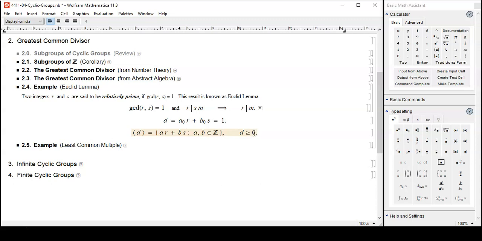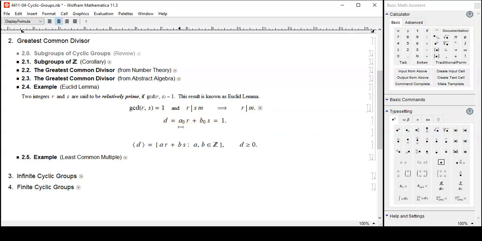And then D must belong to this, so A0R plus B0S. And then this happens to be 1 in this particular case. Let's not use M and N because M is already used up here. Okay. And then from here, let's work this out.